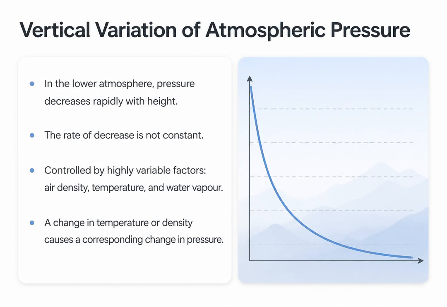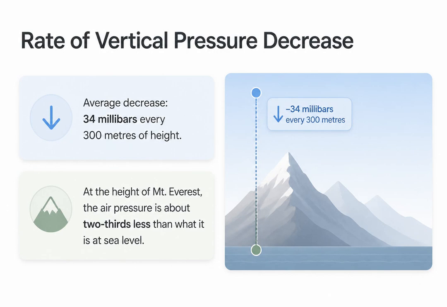So far, we've talked about pressure across the surface, but what happens as we go up? In the lower atmosphere, pressure decreases rapidly with height. Think about it. The higher you go, the less air there is above you pushing down. However, this decrease isn't perfectly constant. Because air pressure is proportional to both density and temperature, any variations in temperature or water vapor at different altitudes will cause corresponding shifts in the pressure gradient. As a general rule of thumb, atmospheric pressure drops by about 34 millibars for every 300 meters you climb.